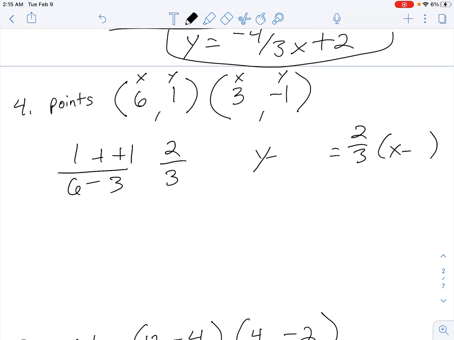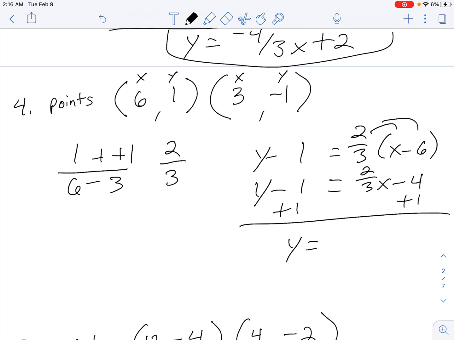So that goes in the middle. And then you get to choose your point. I'm going to go with probably the first one because there's no negatives. All right. So x by the x, y by the y, and then distribute. So 2 over 3 times x is 2 over 3x. 2 over 3 times negative 6 is negative 4. Drop this down, add that over, y equals 2 over 3x, and then minus 3. That would be your answer.